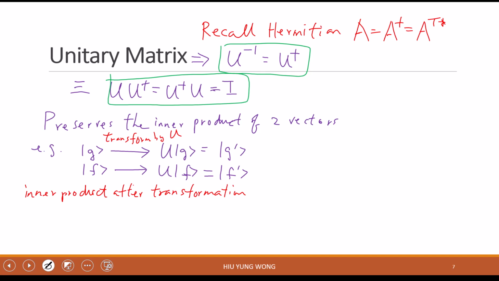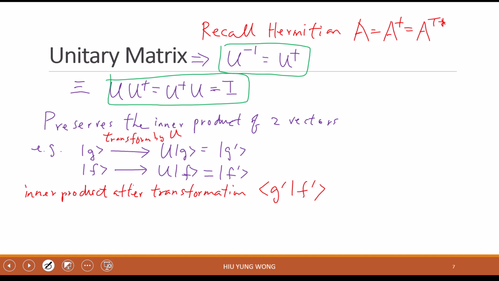How do you find the inner product after transformation? How do you write it? I don't ask you to calculate. How do you write it in bracket notation? You write what times what? One is cat and one is bra. So what is on the left? G prime bra times F prime cat. Is this okay? That's the inner product.